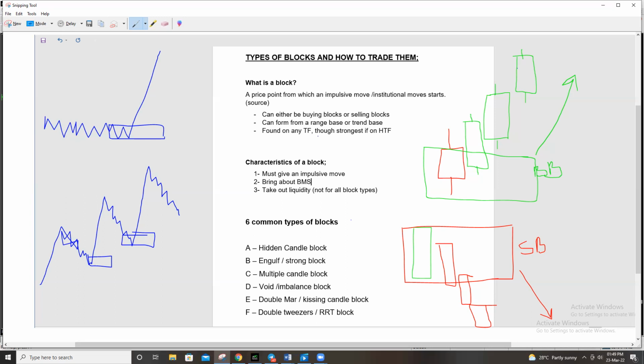One, it must give an impulsive move. So when the block happens, it should give this move, very violent, or what we call the institution or the market maker or the volume-based moves, okay?